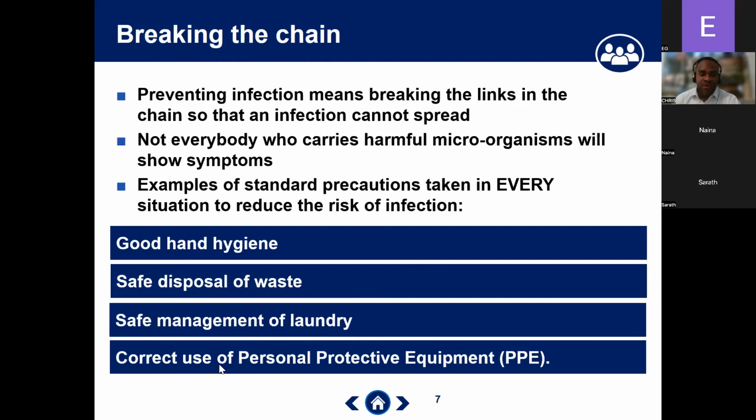Then we have to use the correct PPE, personal protective equipment. So the gloves, the apron, the goggles, or the face shields, and all the other things that we need to use with them, the mask, we have to make sure these are used according to the workplace policy and the procedure. If that is the policy, fine. If that is the procedure, fine.